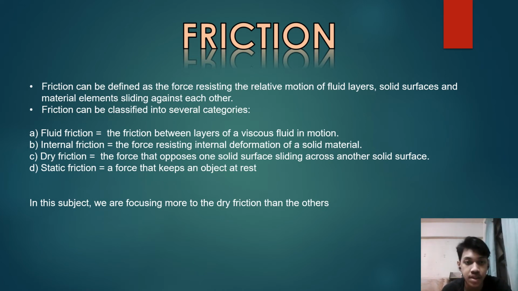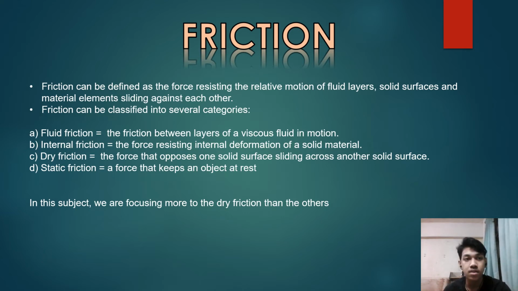Meanwhile, internal friction is the force resisting internal deformation of a solid material. And dry friction is the force that opposes one solid surface sliding across another solid surface. Meanwhile, the last is static friction, which is the force that keeps an object at rest. So in this subject, we are focusing more on dry friction than the others, which is mentioned in our reference book.